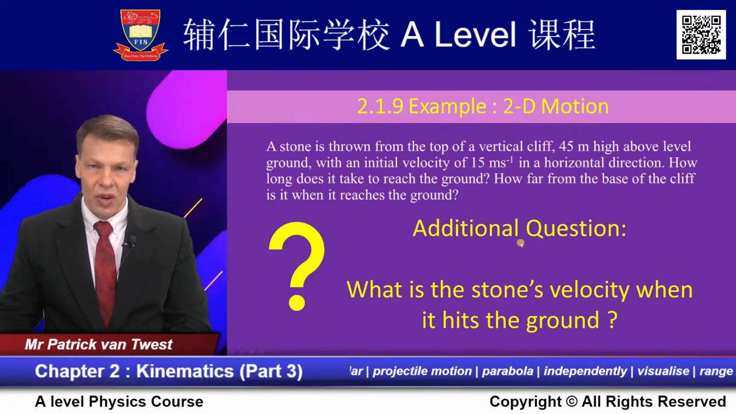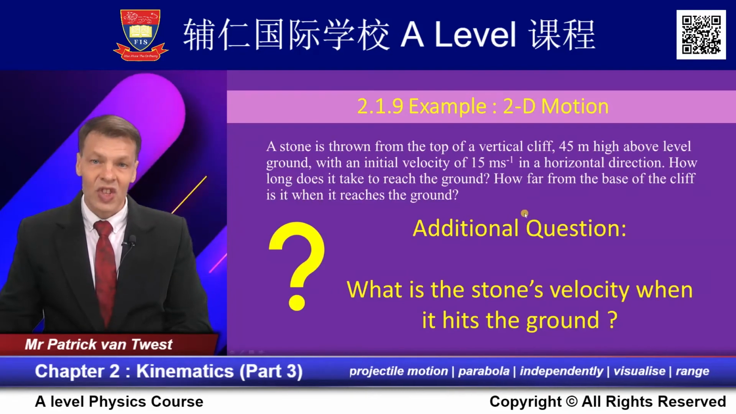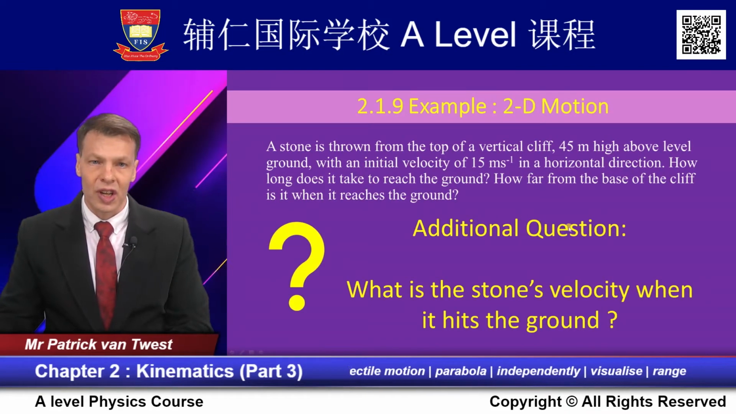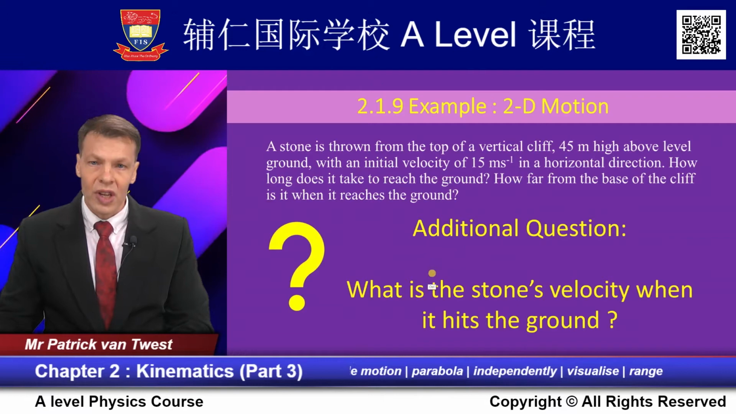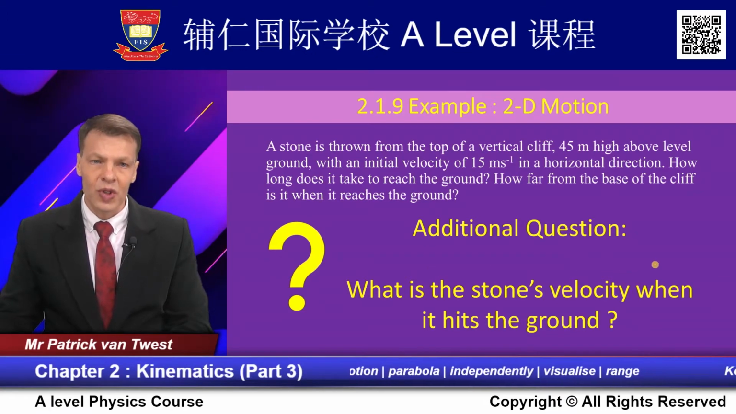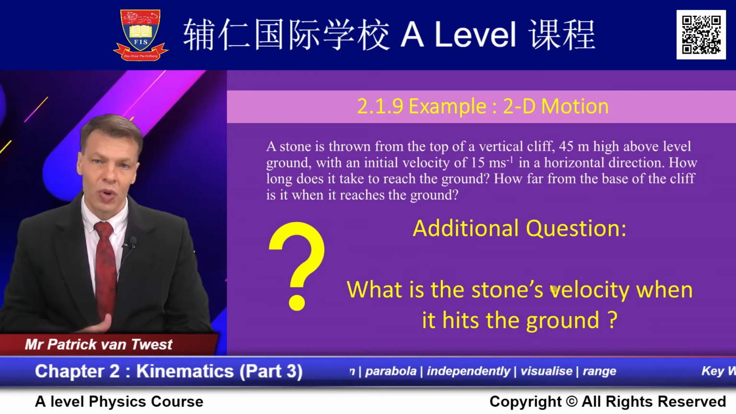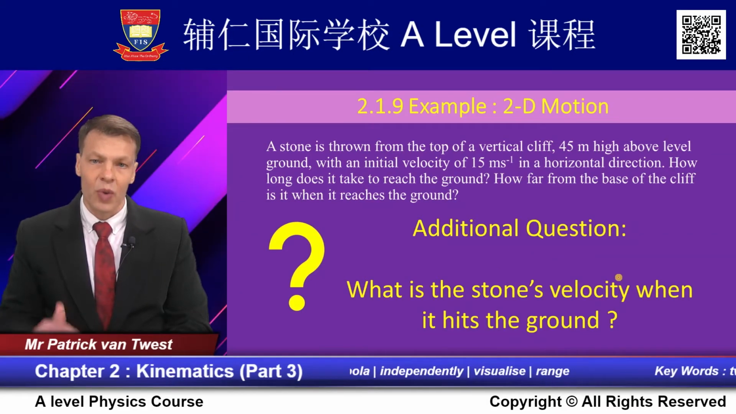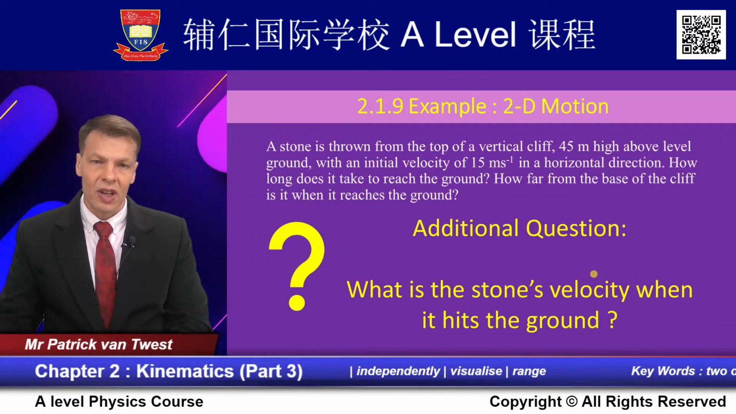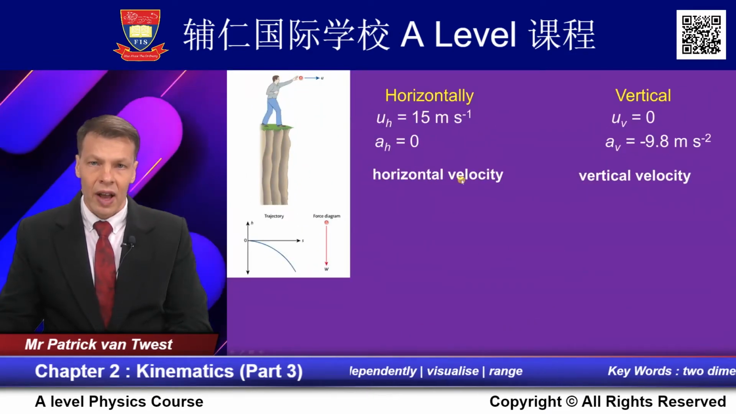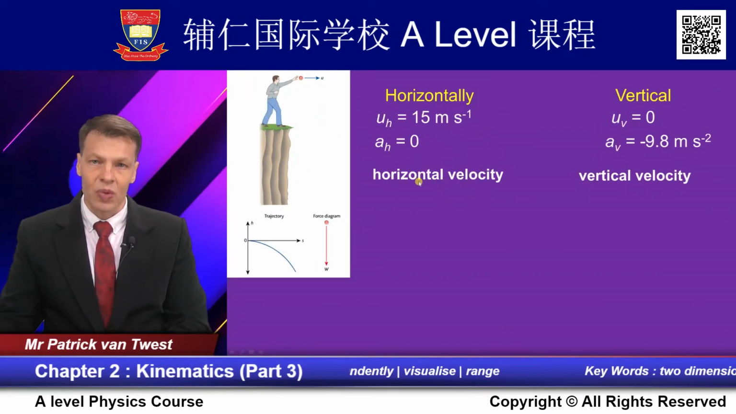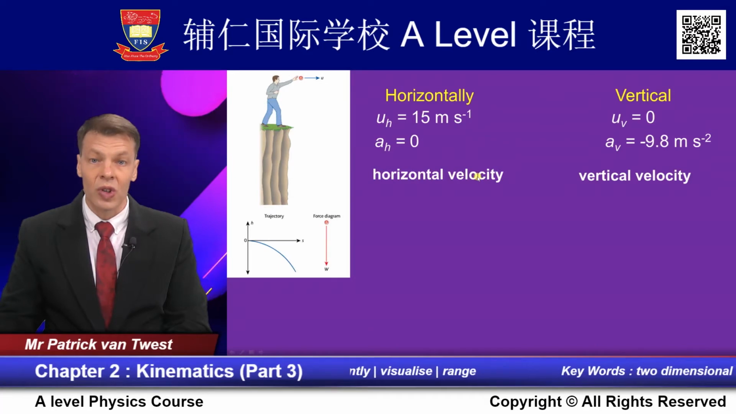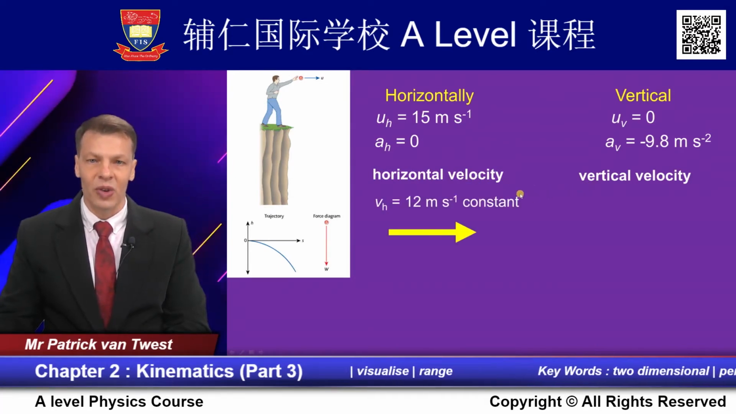Okay, so on to the next question. I've just added an additional question here to show you also that we can find the stone's velocity at any point in its motion. And just for an example, what would the stone's velocity be when it hits the ground? Okay, so the same thing we can do. Instead of looking at displacements, we can look at velocities, both horizontally and then vertically also.